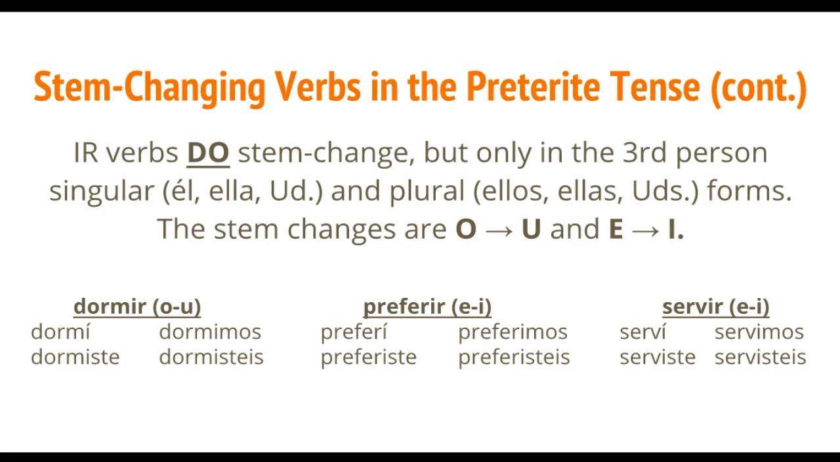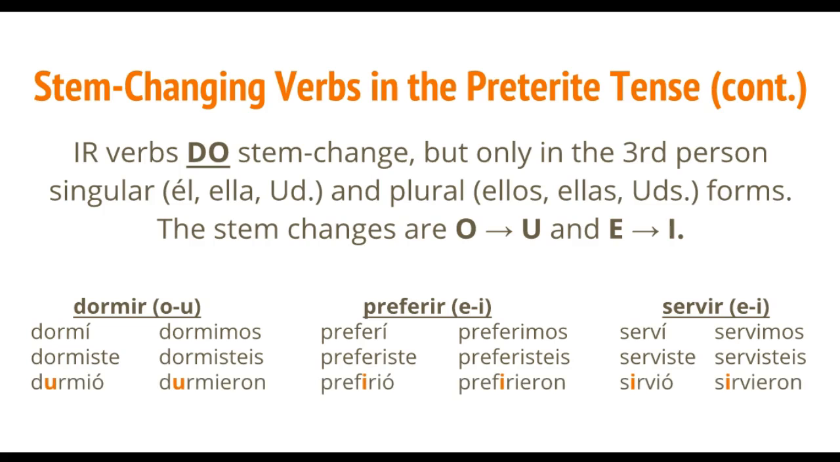Second person forms are the same. So the tú and vosotros forms, no stem change. When you get to the third person singular and plural forms, this is where we see the stem change. So to say he slept, we would say él durmió. They slept, ellos durmieron. To say she preferred, we would say ella prefirió.